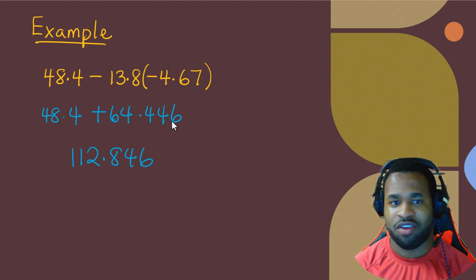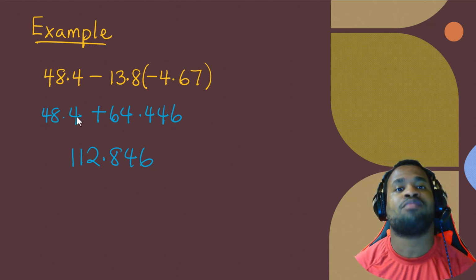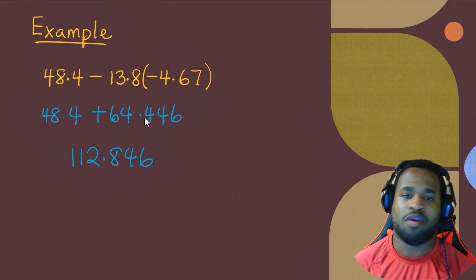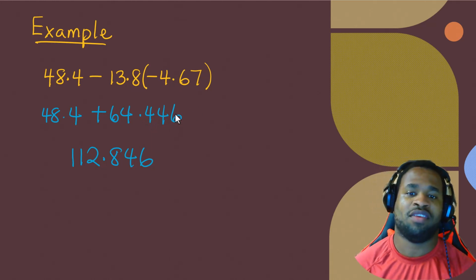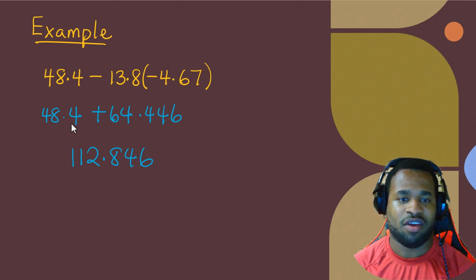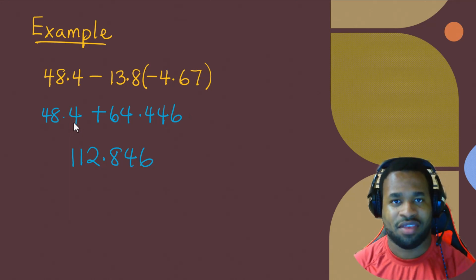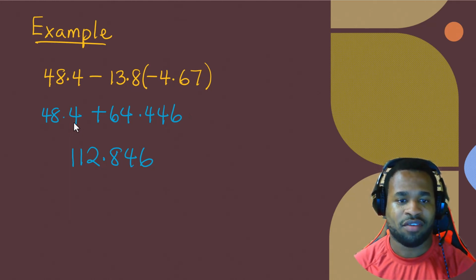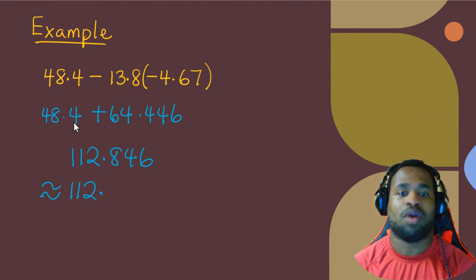And in this case it is 48.4 compared to 64.446, where 6 is placed at the thousandth. However, 4 is placed here as the tenth. Therefore our answer for this is going to be approximately 112.8 as our final answer.